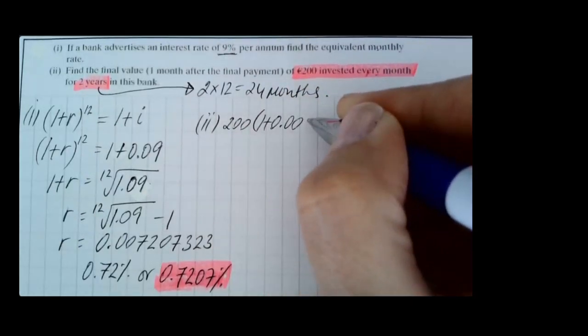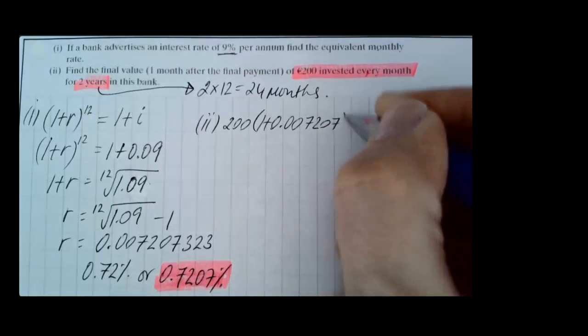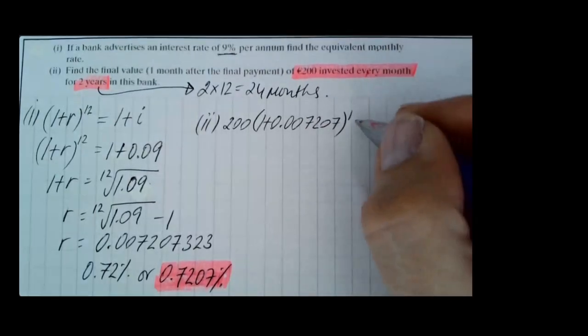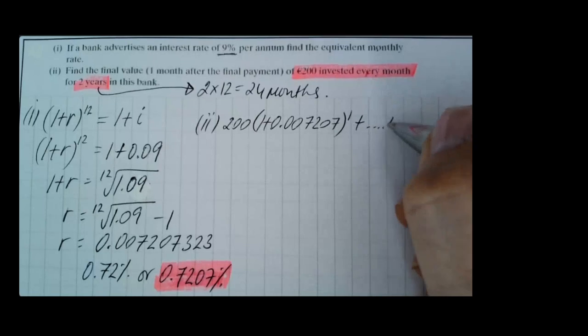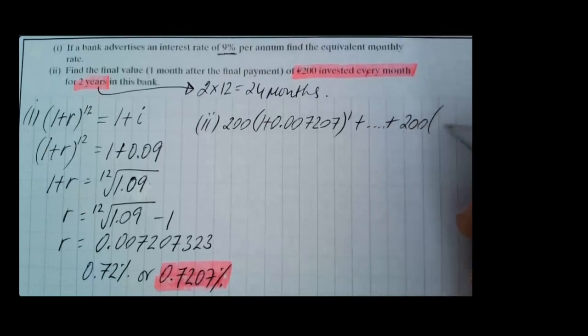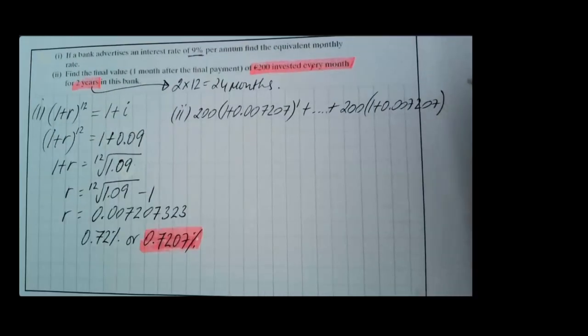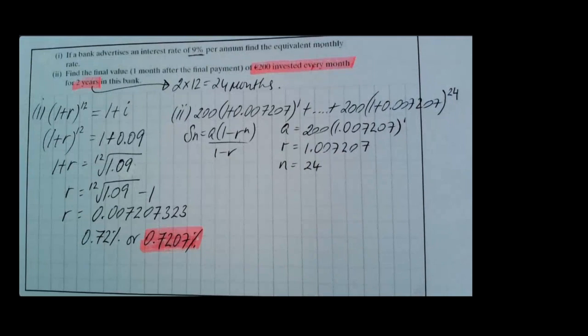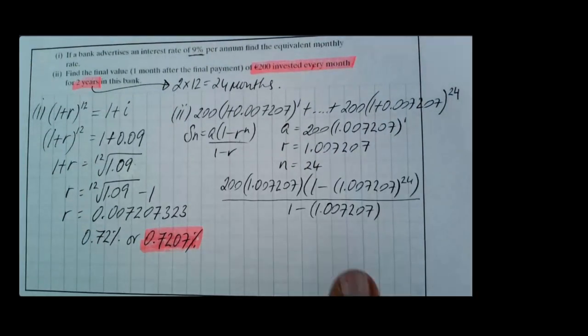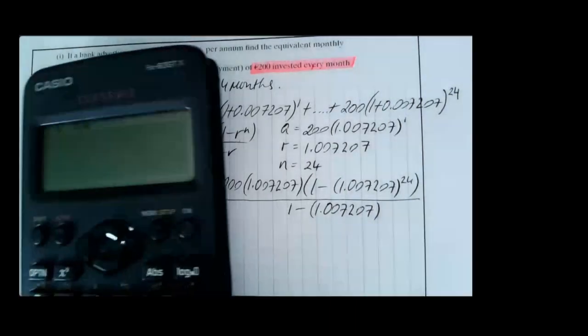Remember decimal form: 0.07207 to the power of 1 plus, and the very first payment technically will be 7207. That very first payment will be invested for the full 2 years, so to the power of 24. Get my formula written down and identify your A, your common ratio R, and your N. So here's what we have, filling in that formula, and I'm going to put that into the calculator now.